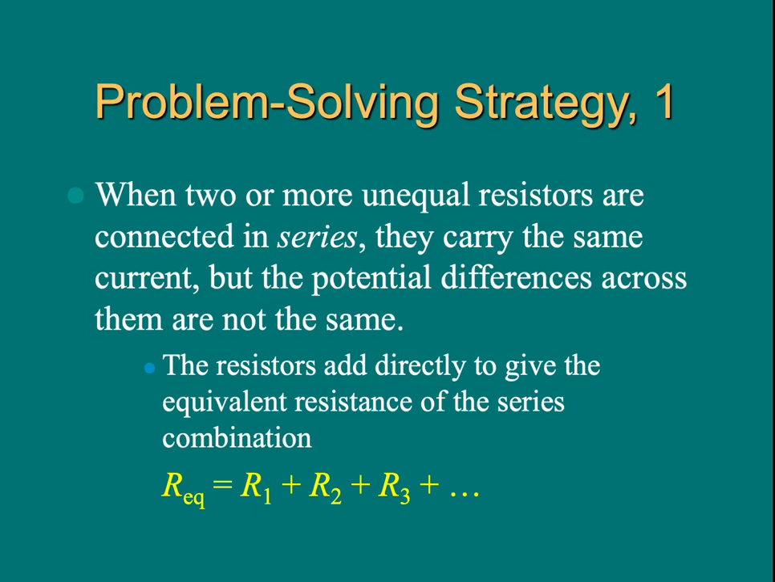So let's summarize. When two or more unequal resistors are connected in series, they carry the same current, but the potential differences across them are not the same. And the equivalent resistance is given by the sum of each resistance.